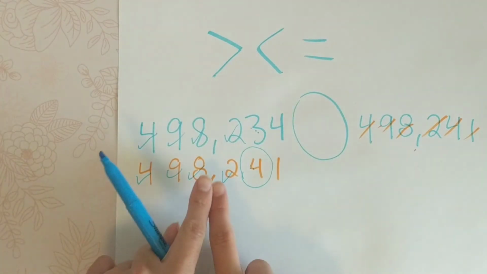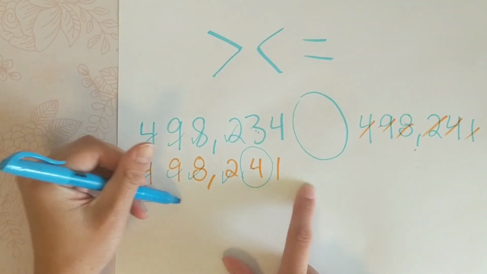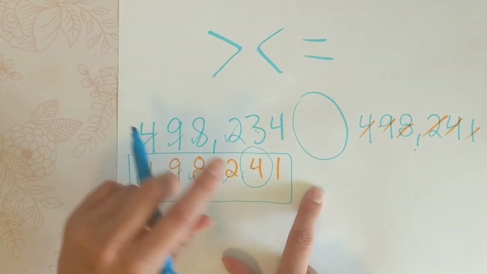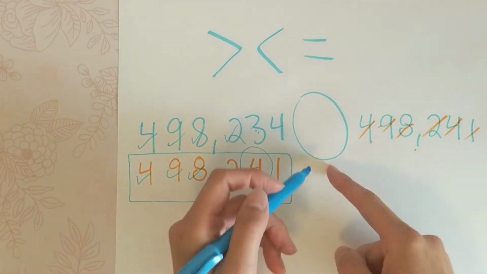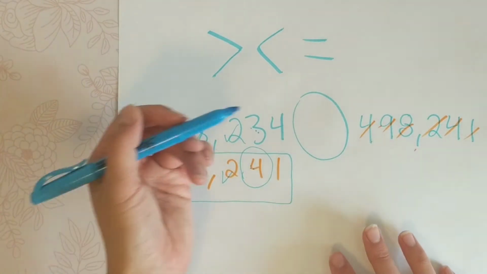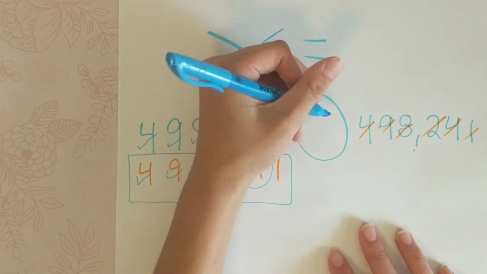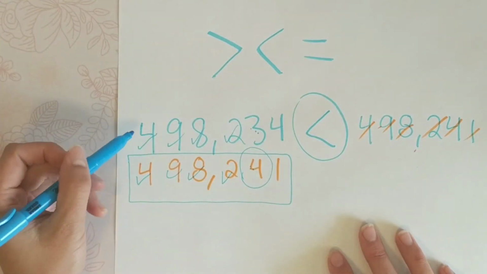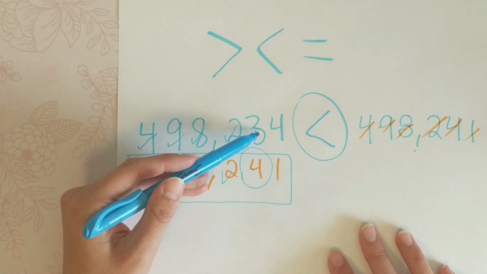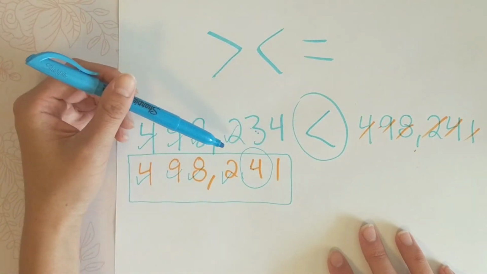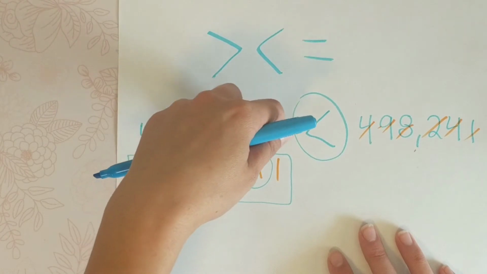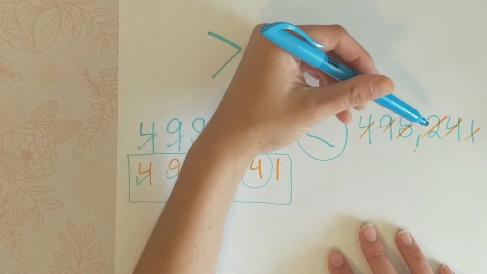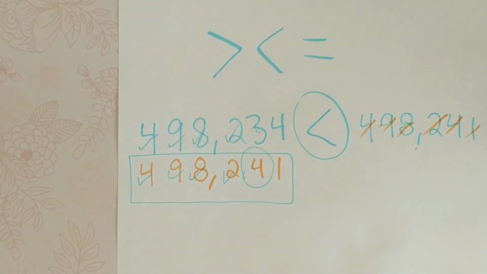So which number is bigger? This one is. 498,241. So now you're going to put in your alligator. And your alligator is going to eat the bigger number. There you go. Here's how you say it out loud. 498,234 is less than, because this one's smaller, is less than 498,241. That's how you compare numbers.